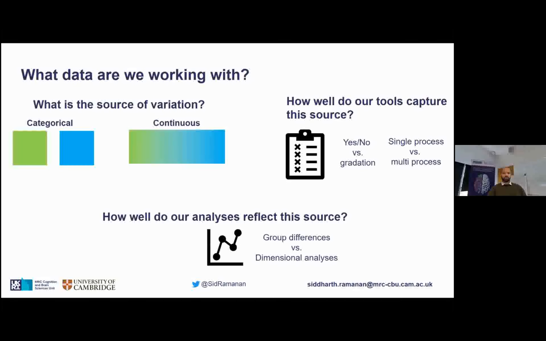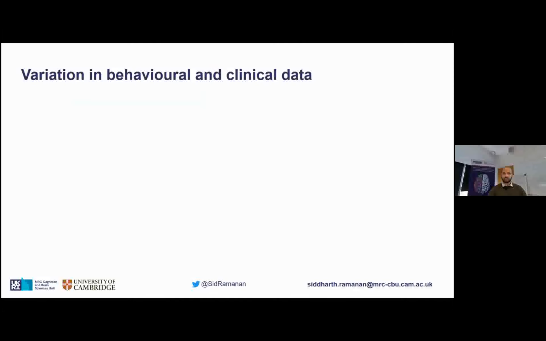And finally, how well do the analyses that we use reflect the source? So if it's categorical data, then group differences, or trying to understand whether a certain deficit is present versus absent between two groups, is more appropriate. But if you're trying to grade the severity of the deficit, we should actually be opting for some sort of dimensional analysis. So with that in mind, how do we conceptualize this heterogeneity in the clinic?